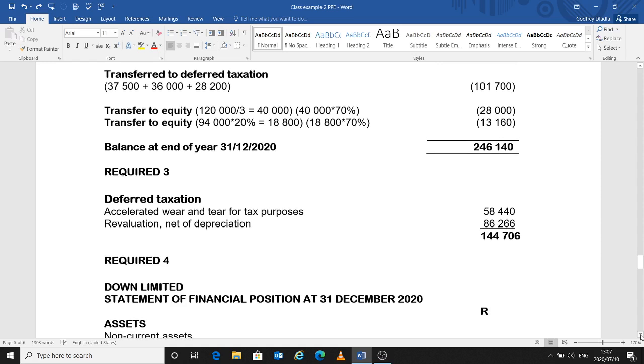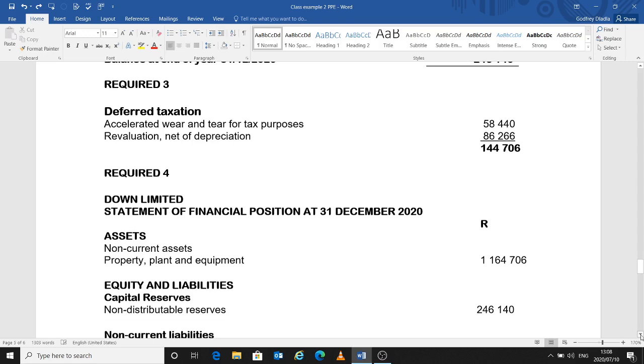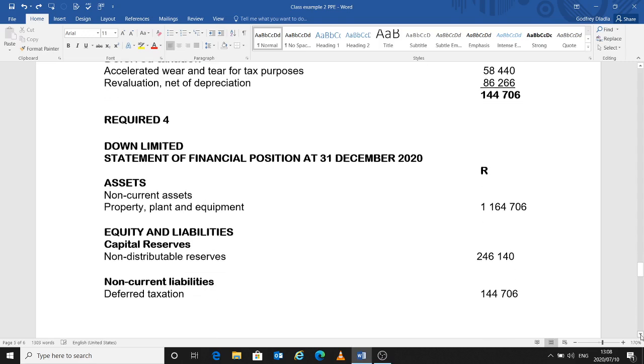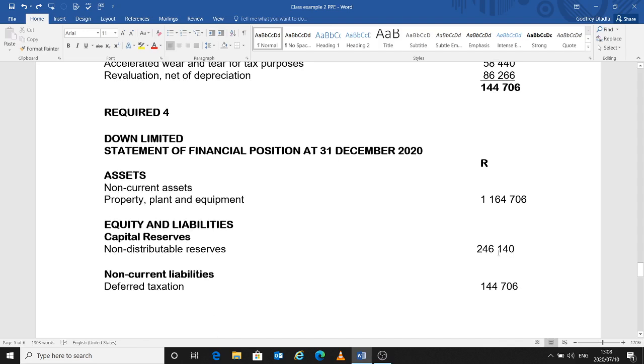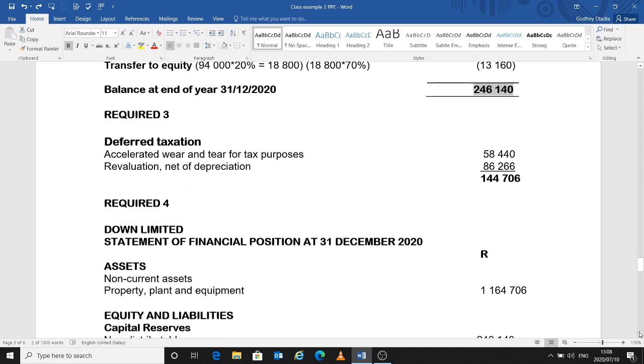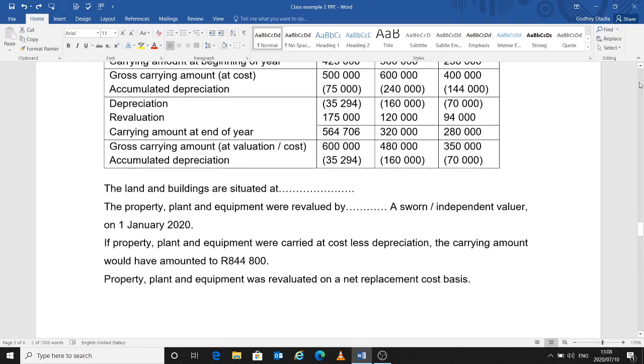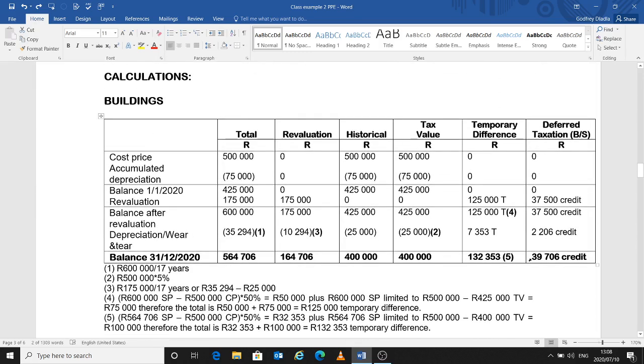Now, you will see required 3. Every time I skip required 3 because I want to show you how to break it down. I showed you in class example 1, but I'll still repeat it now. I've got the NDR 246. It's from here. Once I'm done with this, then I can transfer it to here.